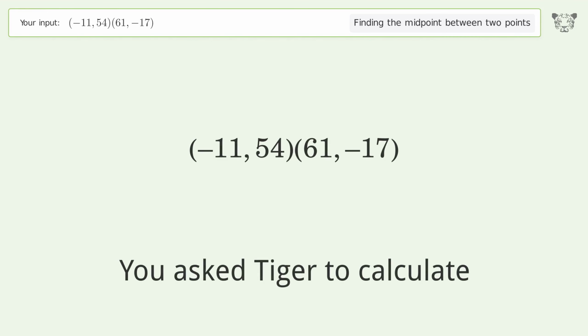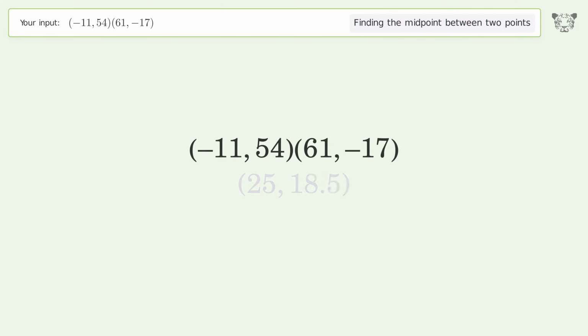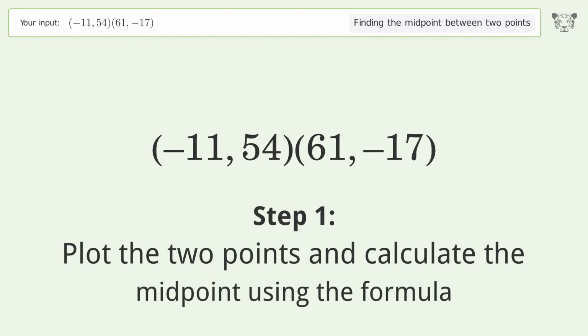You ask Tiger to calculate. This deals with finding the midpoint between 2 points. The midpoint between the 2 points is 25, 18.5. Let's solve it step by step. Plot the 2 points and calculate the midpoint using the formula.